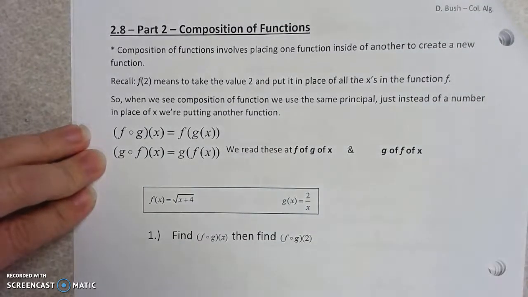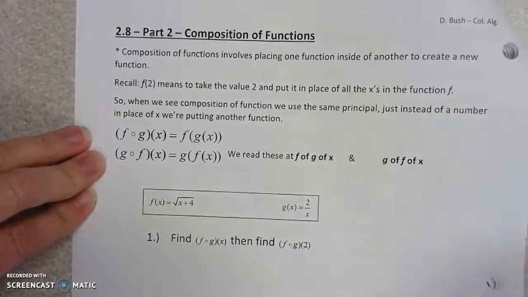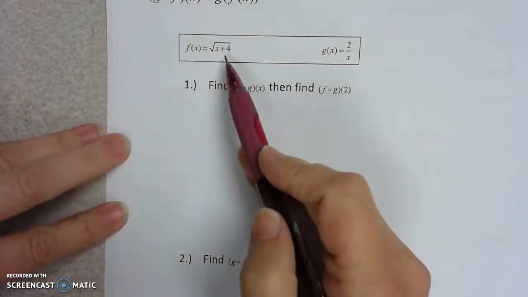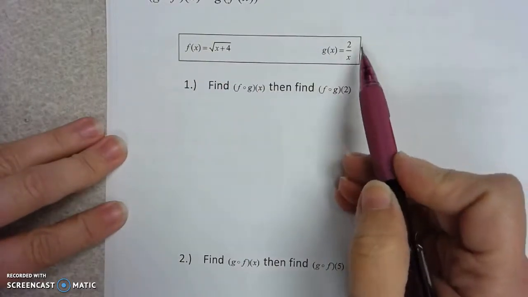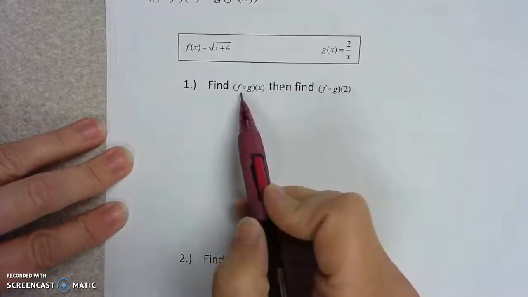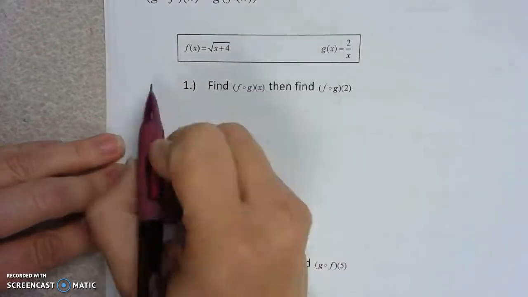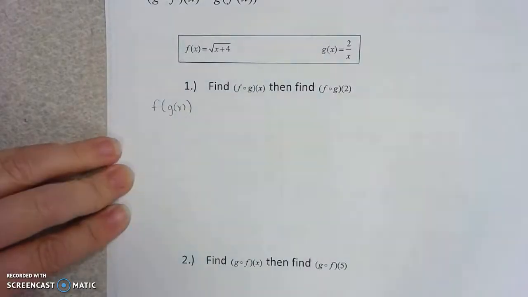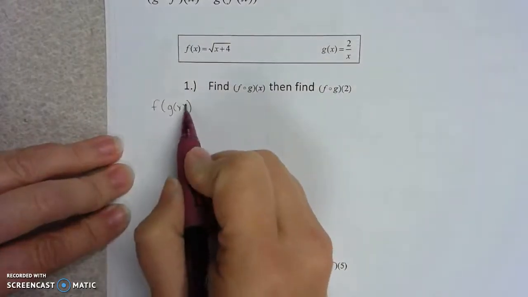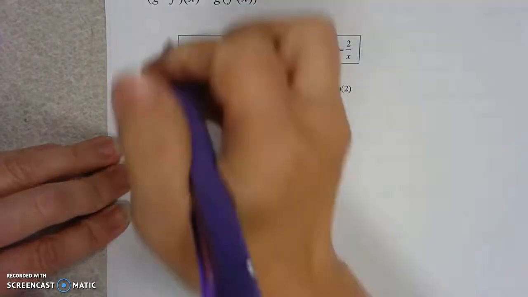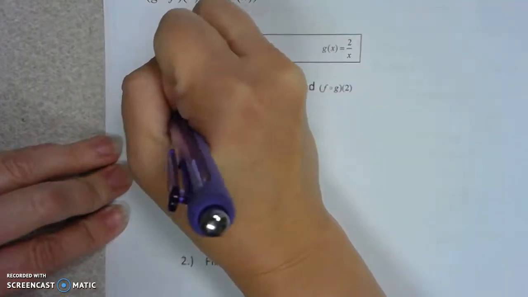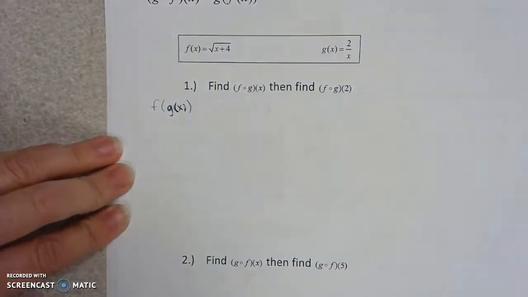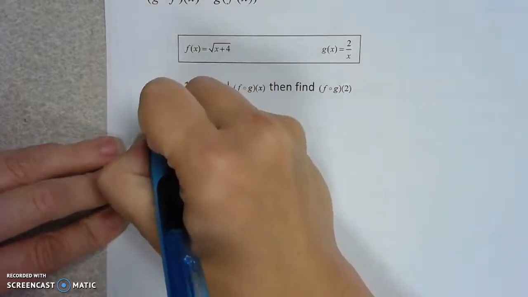Alright, so let's try a couple of composition of functions. I have two functions f and g. F is the square root of x plus 4, and g is 2 over x. So the first one I want to find is f composite g. So I want to find f of g of x. So I'm going to take this function right here, g of x. So g of x is its own little thing here, and I want to fill it in to the function f.